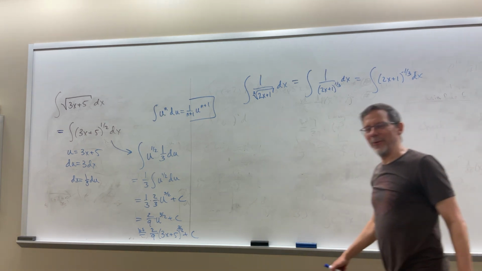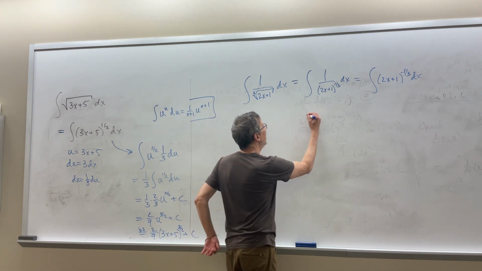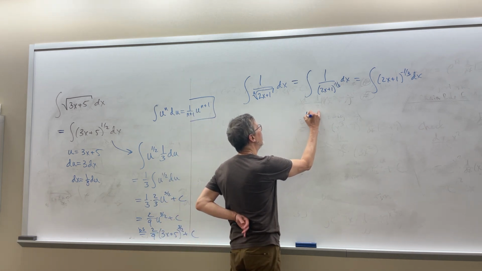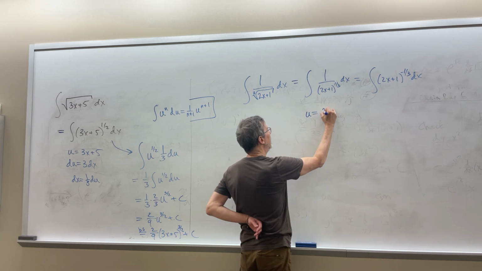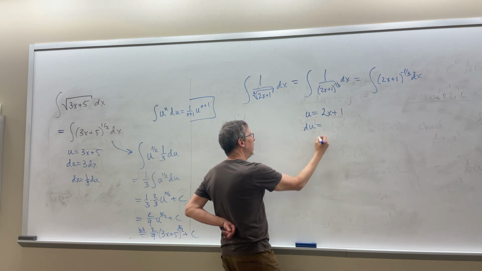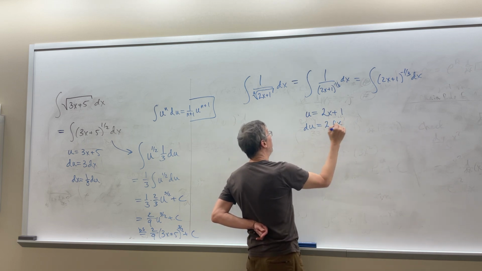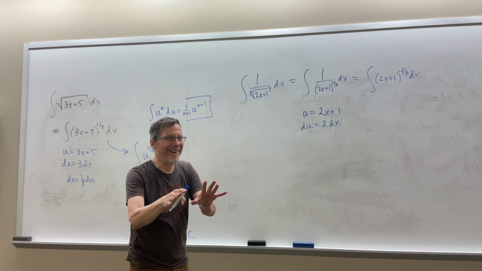Kevin, walk me through this, friend. What is my u going to be? U is going to be 2x plus 1. Beautiful. And then my du? 2 dx. Yep. Cool.